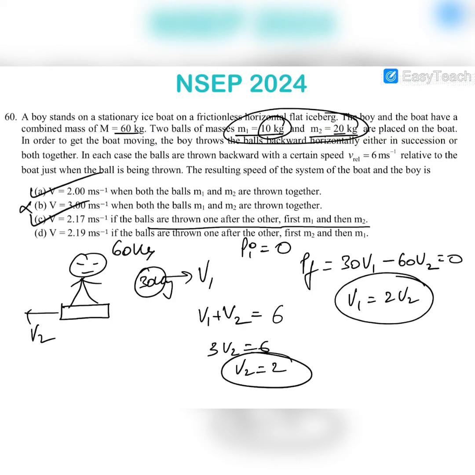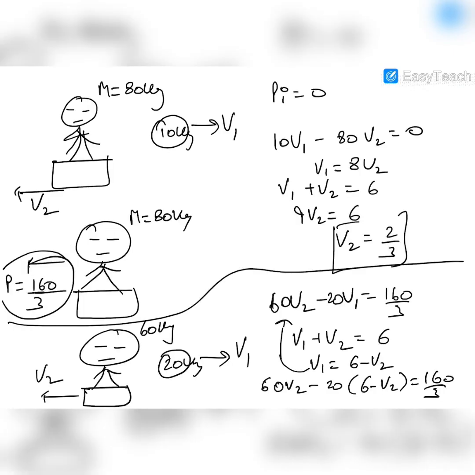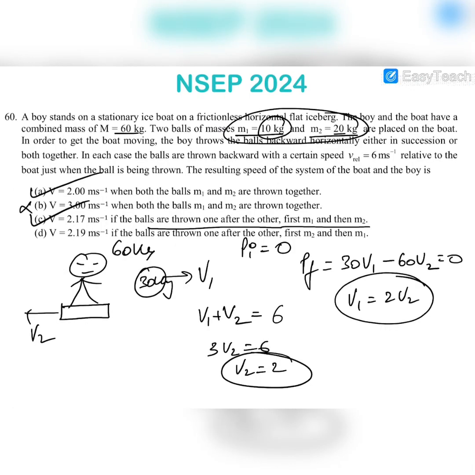If we repeat the same process for option D, you will find that D will also be the correct answer. So the correct answers to this question are A, C and D.